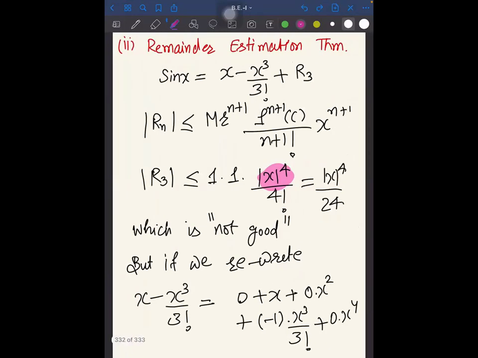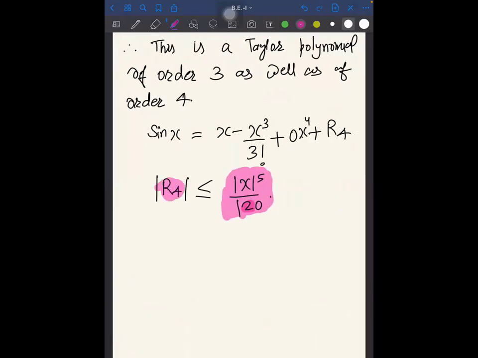But your remainder estimation theorem depends upon the Taylor polynomial. And there are scenarios where you can have two Taylor polynomials of the same thing. Why? Because this zero comes into the picture. So when this zero comes into the picture, you can write it as R3 and you can also write it as R4. So it's better to write it as R4 than as R3. R4 will give you a better estimation.